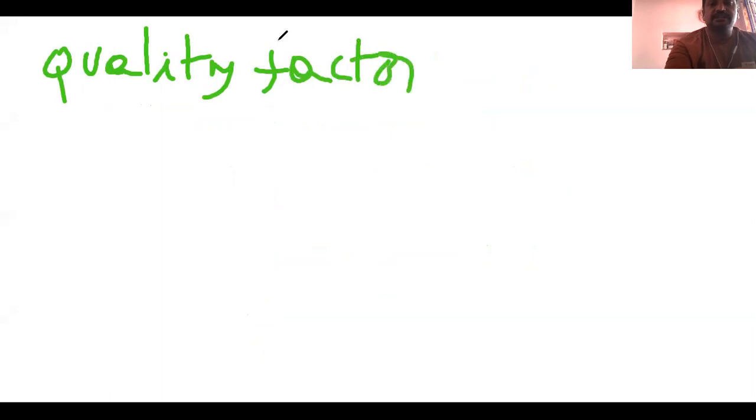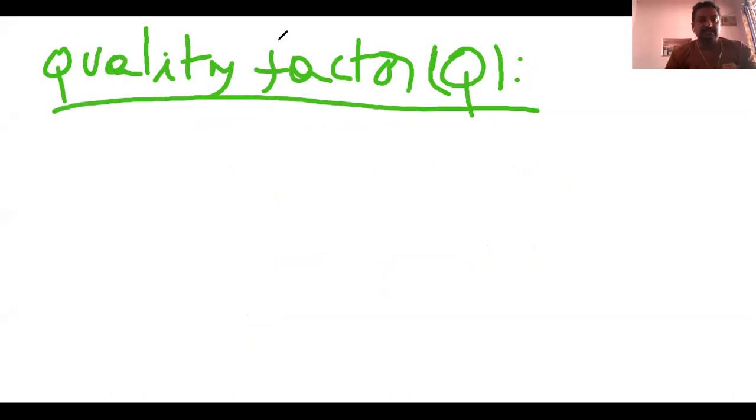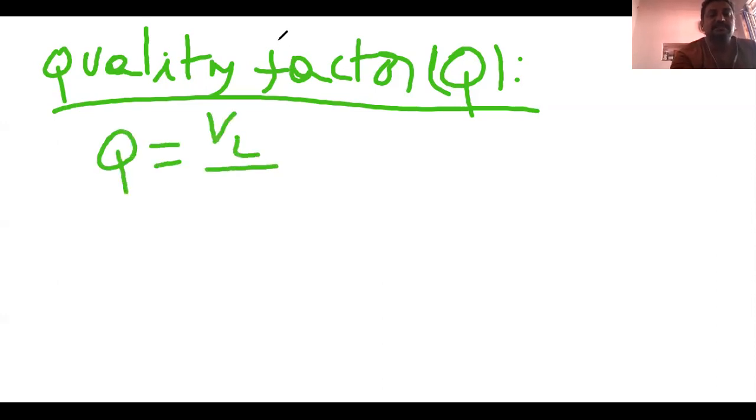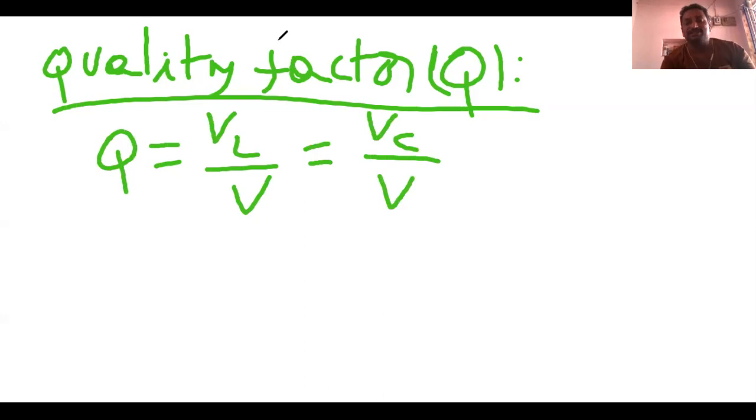Quality factor is represented with the letter Q and has no units. This is very important. So what is the quality factor? Quality factor is the ratio of voltage across the inductor with respect to the supply voltage, or voltage across the capacitor with respect to the supply. That is the quality factor. So how much power the L and C circuit can withstand is the quality factor.